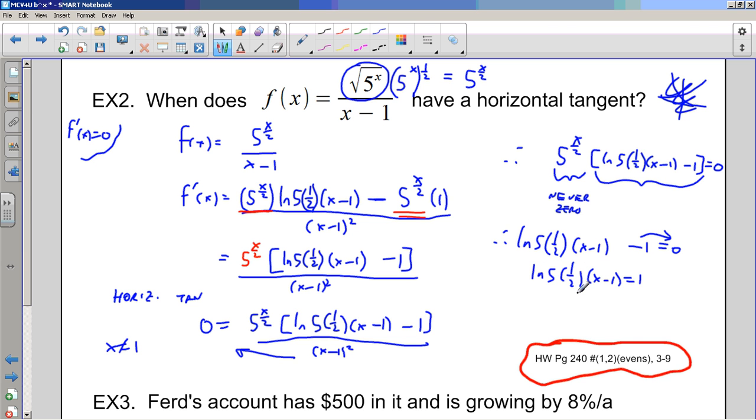Multiply by 2 and divide by ln 5. Can you see how those would be the next steps? Multiply by 2, divide by ln 5. Multiply by 2, divide by ln 5, then add 1.